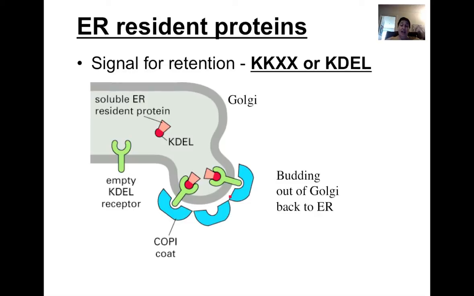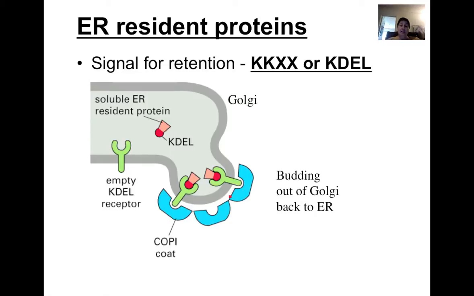of amino acids K, D, E, L: lysine, aspartic acid, glutamic acid, leucine, or KKXX, which is, what's K? So K is lysine, right? Lysine, any amino acid. And what happens is if proteins that are supposed to be in the ER have a KDEL sequence, we call it a KDEL sequence, that KDEL sequence is a retrieval signal.